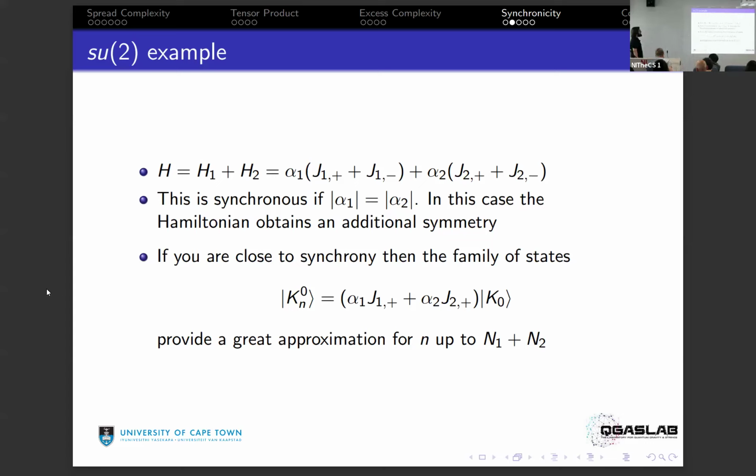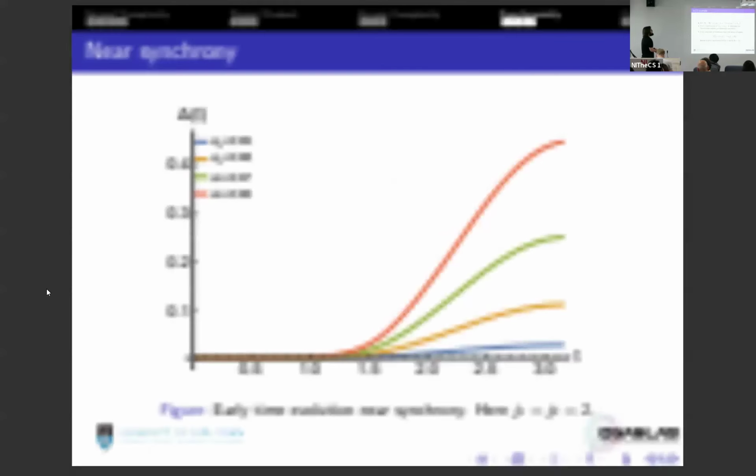This is a family of states that you write down in analogy with the synchronous limit. That would be the Krylov basis. But what if I'm slightly away from the synchronous limit? That turns out to be an excellent approximation for what the Krylov basis vectors are. There's just a small deviation from it, and you can see that in the plot.